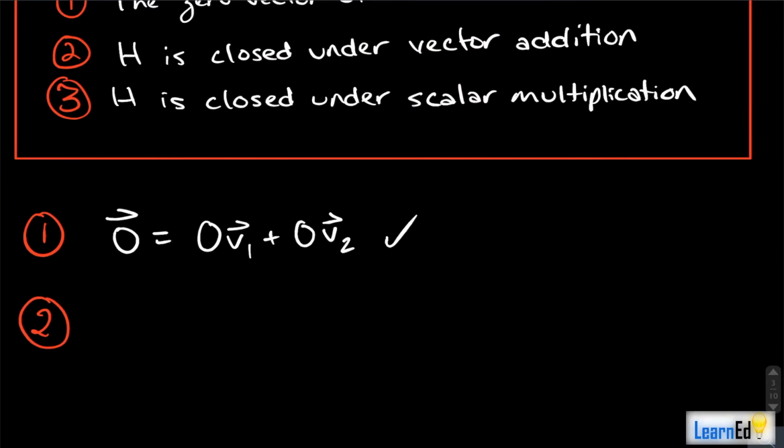Now what about being closed under vector addition? Well, let's pick two arbitrary vectors. To ensure this, what we're going to do is define two new vectors, A and B. And these are just going to be linear combinations of v1 and v2.